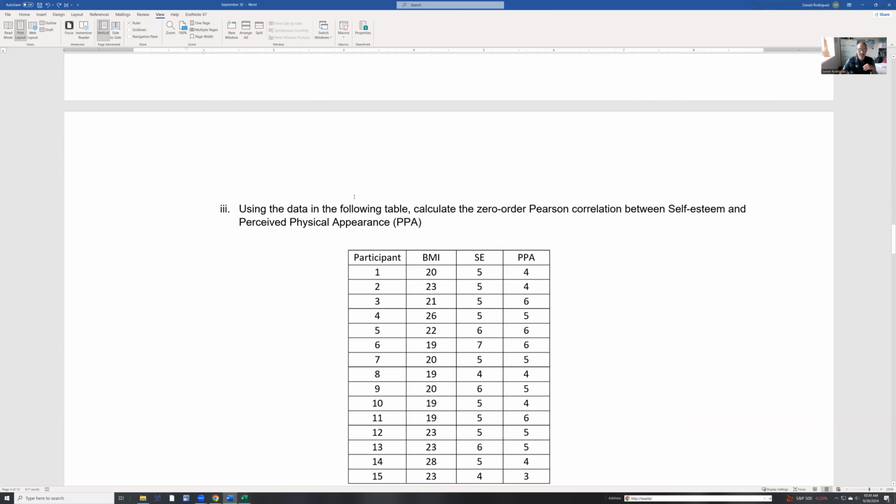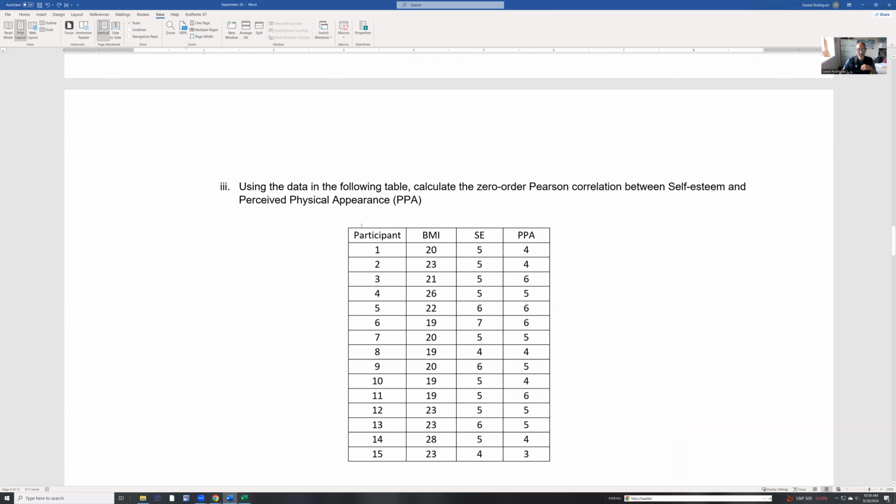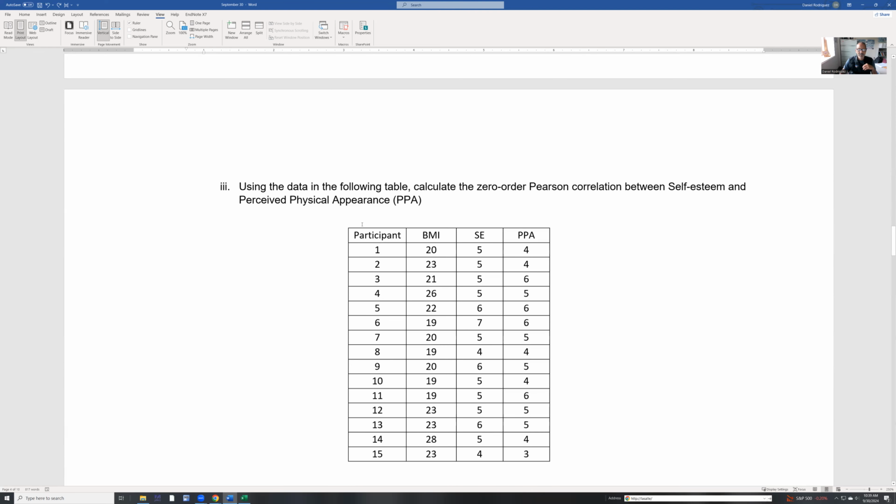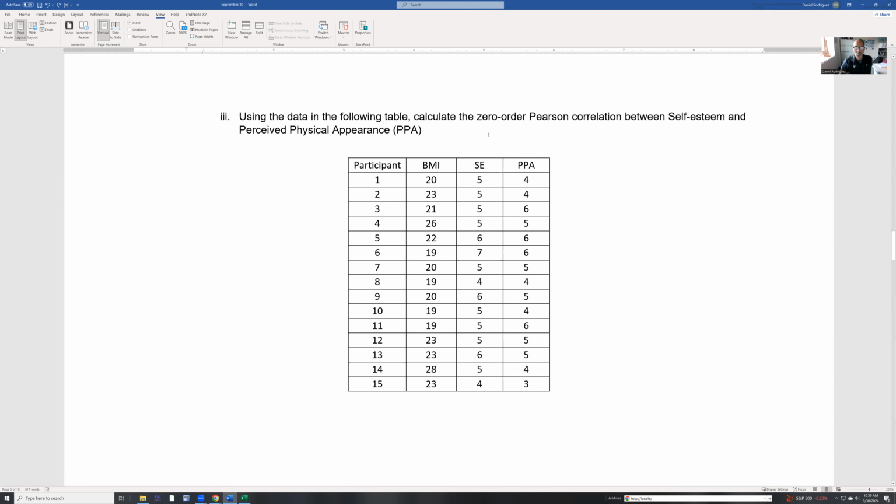Okay. All right, I'm going to show you an example right now. So using the following table, calculate the zero-order Pearson correlation between self-esteem and perceived physical appearance. Okay, all right. The zero order. So zero-order correlation means you're not controlling for anything. Okay, so we need to calculate the zero-order Pearson correlation between self-esteem and perceived physical appearance. So what I did was I just used Excel. I'll bring this in here.